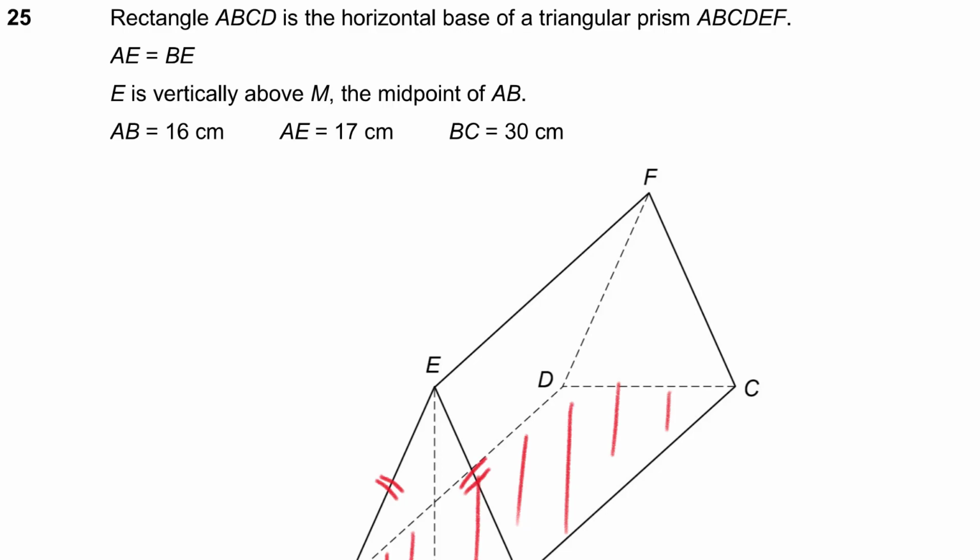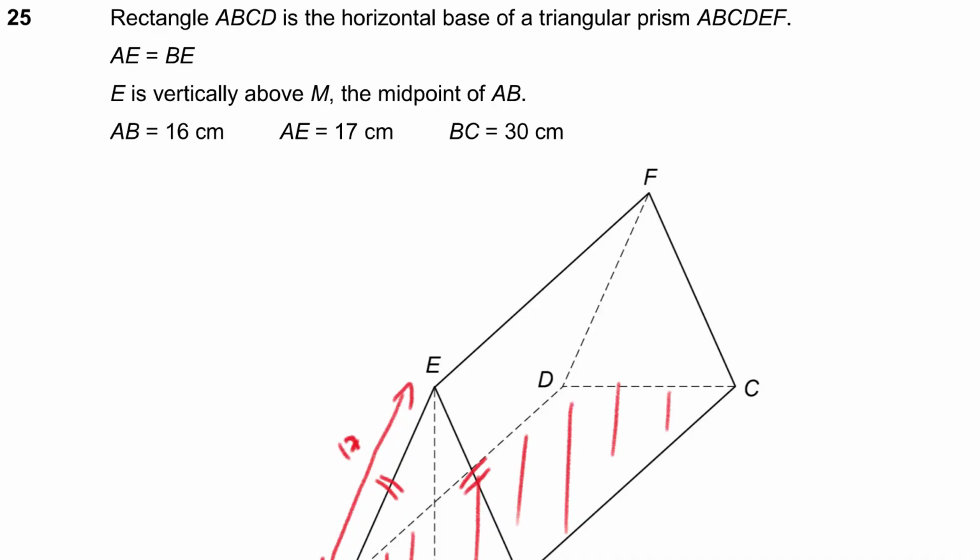E is directly above M. That's good. That means it's got a uniform cross section. It is a prism, and M is the midpoint of AB. Okay, we did that. And then AB is 16 centimeters. AB is 16. So then it must be 8 from A to M and 8 from M to B, and 16 altogether. What else do we know? A to E is 17. So from here up to here, it's 17.